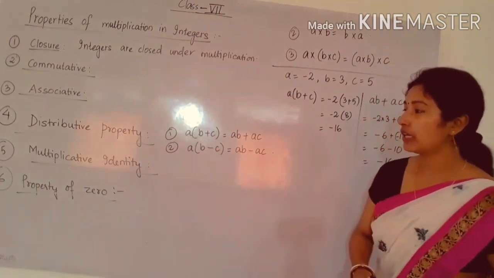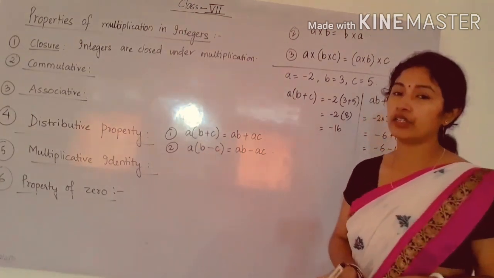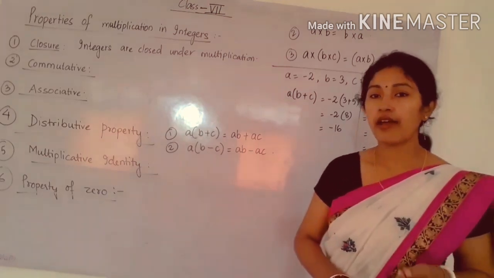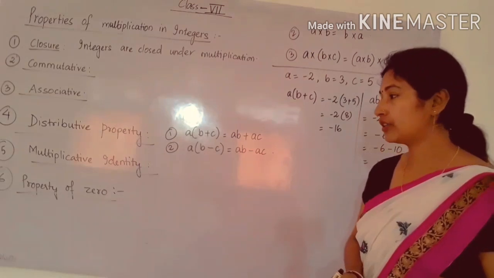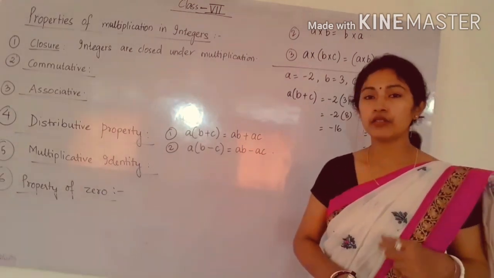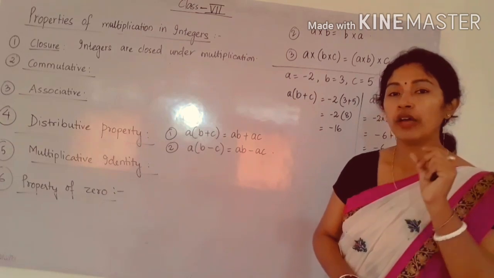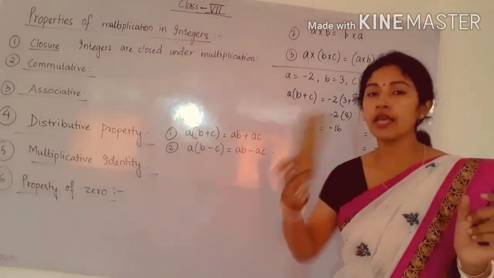So the next property is number 5, multiplicative identity. So what is multiplicative identity? In my previous lecture I told you about the additive identity. Additive identity means whenever you add a number to an integer, you get the same number.